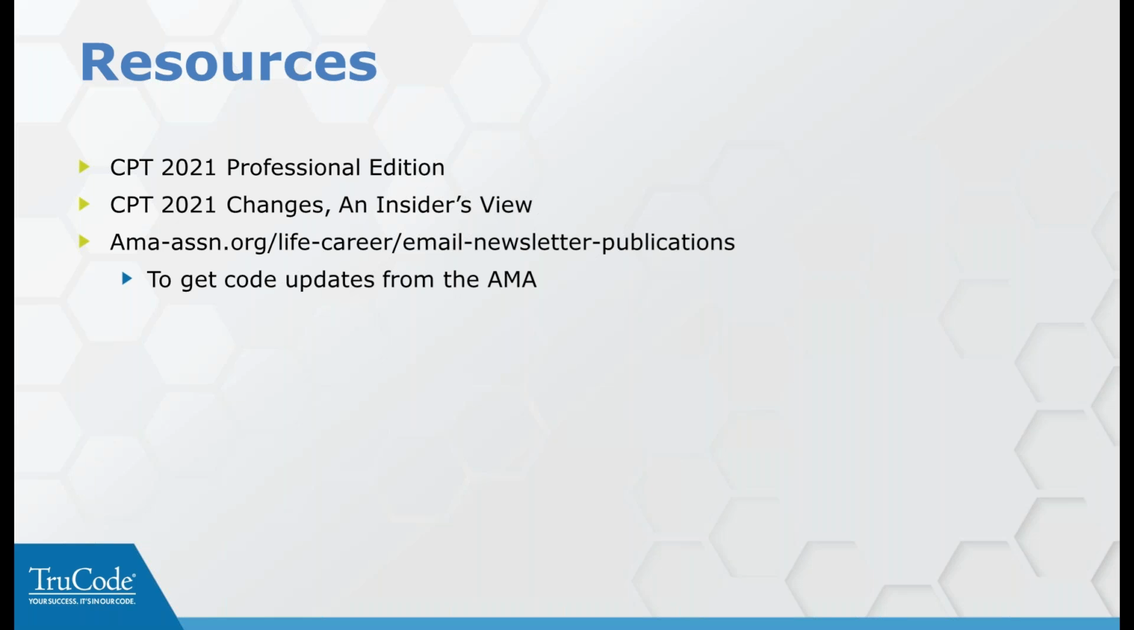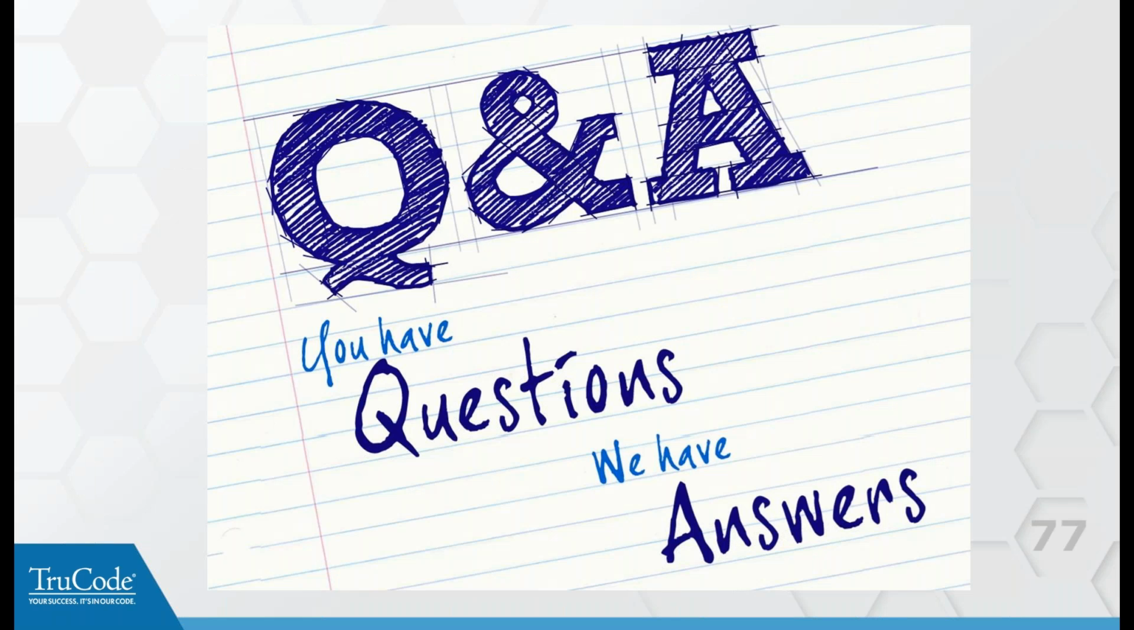Great, awesome. So here are the resources that I used to gather this information. Of course, the professional edition, which I was giving you page numbers from today, in the book that I also mentioned. And this is where you can get code updates from the AMA. You can go to AMA-ASSN.org, go to that information, and you'll get on their mailing list, and they'll send you any changes or new codes that have come out. Again, we keep getting tons of codes being released for COVID, and we'll continue to see those as well. So hopefully those will help you.